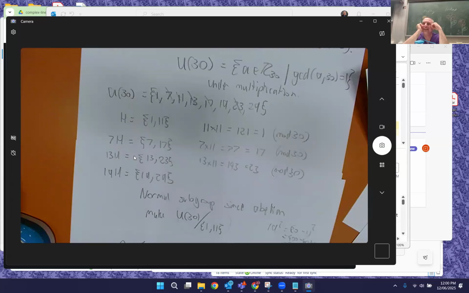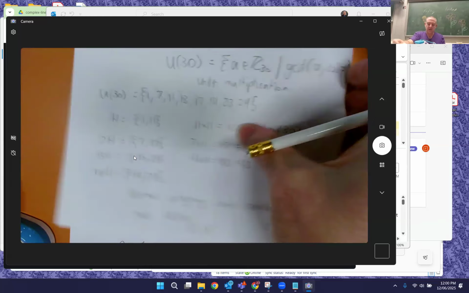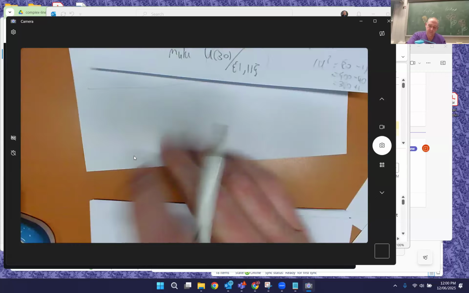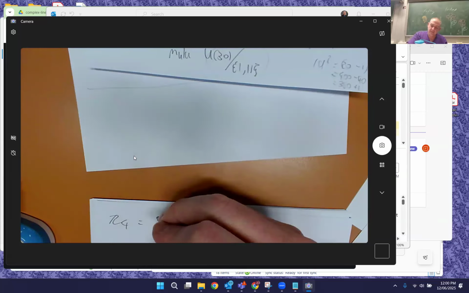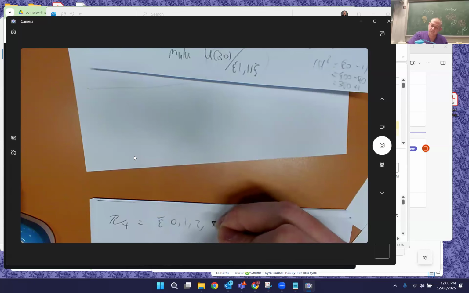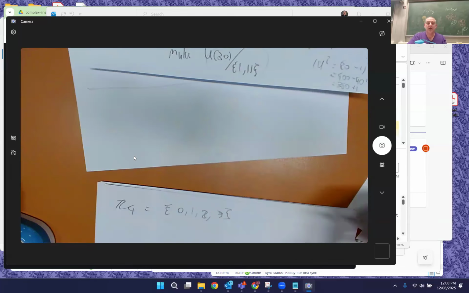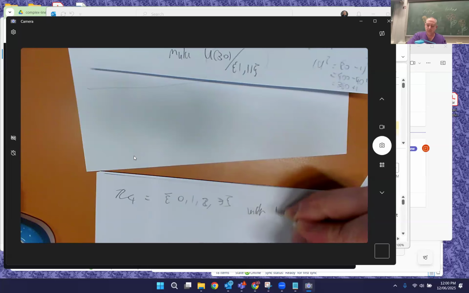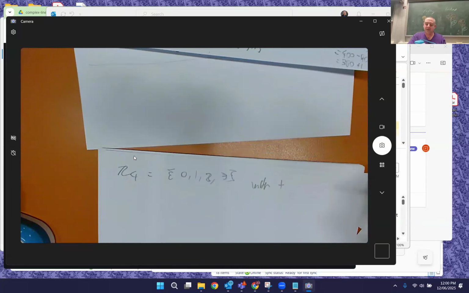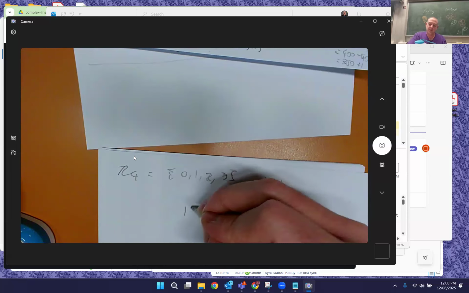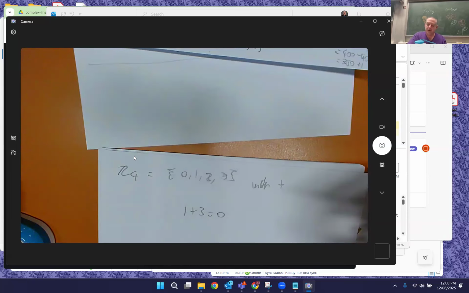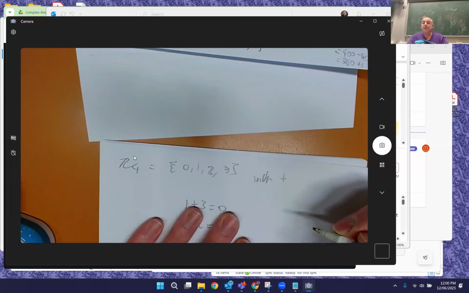Is there anything, because there's another group of order 2, of order 4, sorry? Yeah, there's Z4. Actually, I think there might be. So Z4 on the other hand, like that, under addition. Look at that. So 1 plus 3 is 0, and 2 plus 2 is 0. 2 is its own inverse, 1 and 3 are each other's inverse.